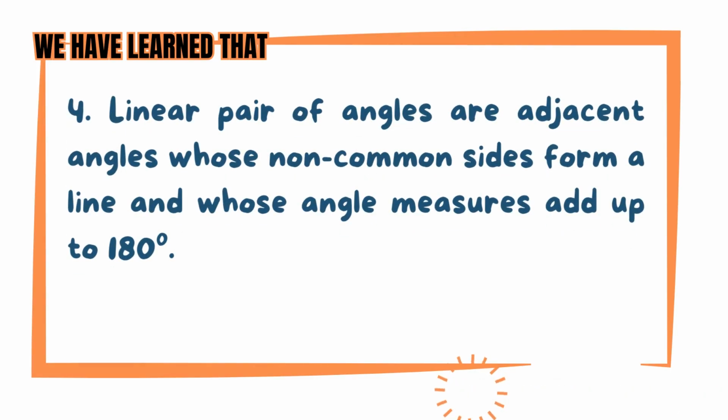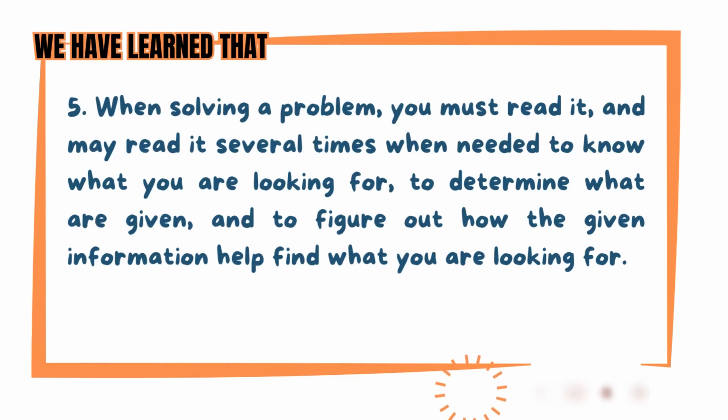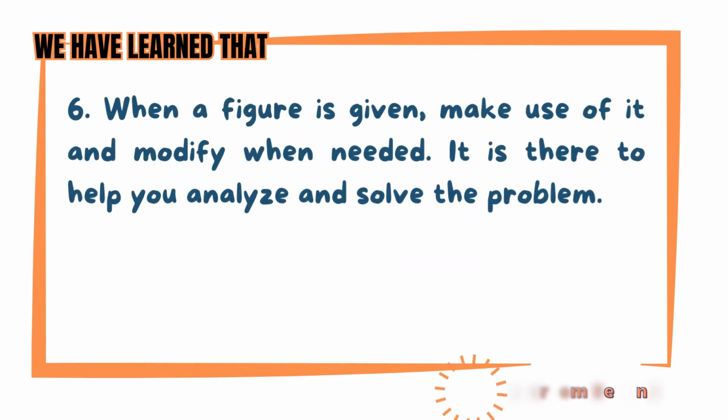Fourth, linear pair of angles are adjacent angles whose non-common sides form a line and whose angle measures add up to 180 degrees. Fifth, when solving a problem, you must read it and may read it several times when needed to know what you're looking for, to determine what are given, and to figure out how the given information helps find what you are looking for. Sixth, when a figure is given, make use of it and modify when needed. It is there to help you analyze and solve the problem.